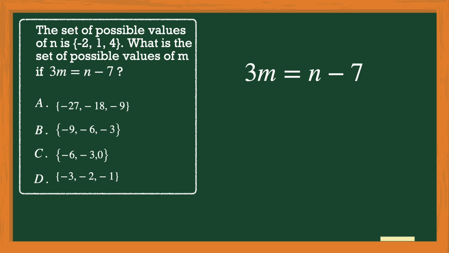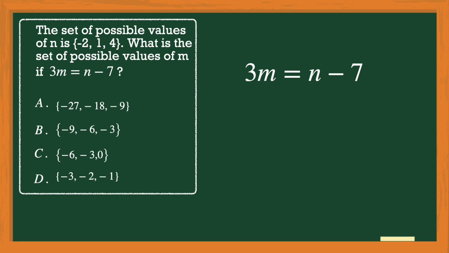I have an interesting math problem to solve here today. Let's look at the question. The set of possible values of n is -2, +1, and +4. What is the set of possible values of m if 3m equals n minus 7? And we have 4 choices to choose from.